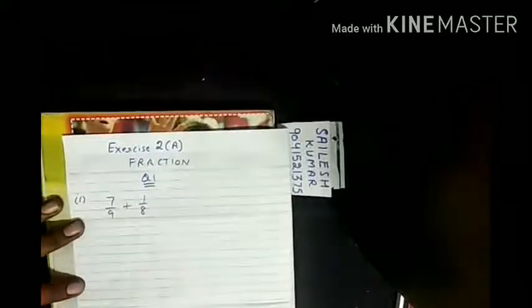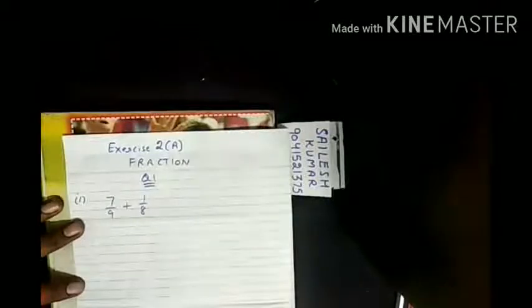Here in this topic we will learn how to add or subtract the fractions. Here the first question is of addition. There are two fractions, 7 by 9 and 1 by 8. I will teach you two methods to solve this question.